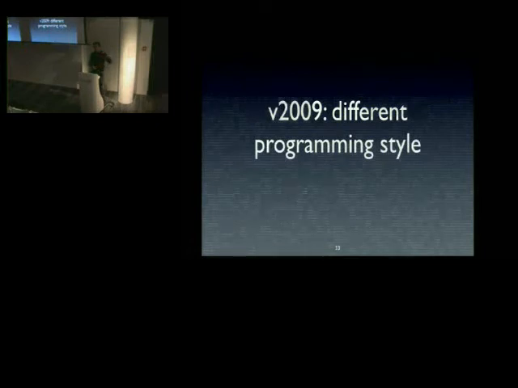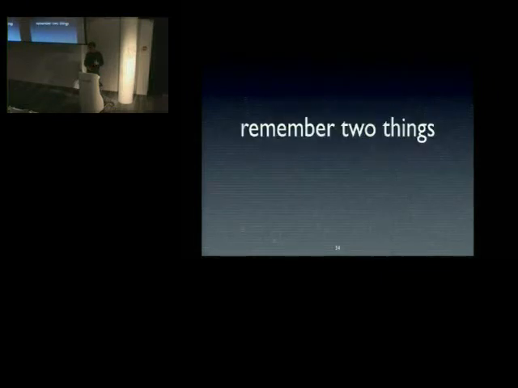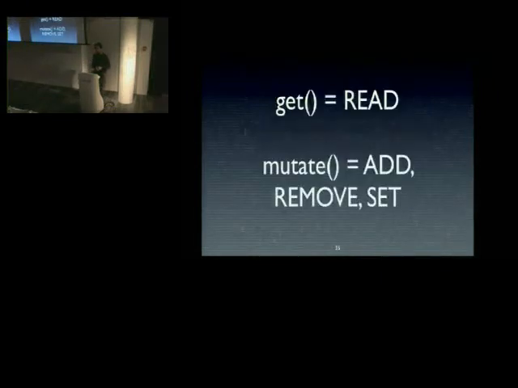So we talked about the features of V2009, what it is. V2009 also employs a different programming style. So what do we mean by that? Essentially, you need to remember two things: get and mutate. You use get calls to read stuff, and you use mutate calls to add, remove, or set. Set is update things in the system. Those are the two key things that you need to remember.